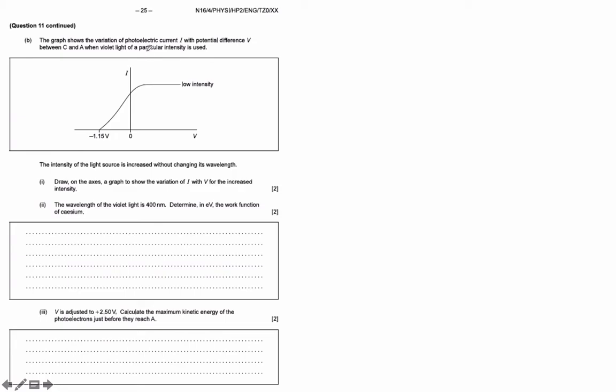Okay, the graph shows the variation of photoelectric current with the potential difference. By the way, notice that this side is negative: this voltage slows the electron. And this side is where the voltage accelerates the electron.